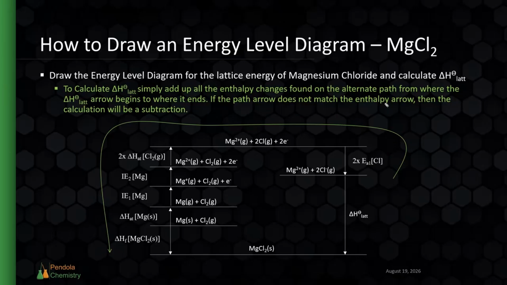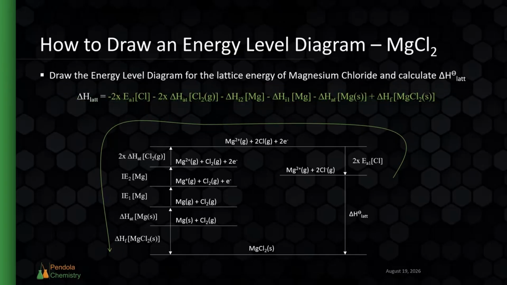So in this particular case, we would be doing delta H lattice is equal to, this is going up, this is going down. So these are going to be opposites, meaning that's going to be a negative. So it's going to be equal to, actually, I don't know why I'm writing this. It's on the next slide.